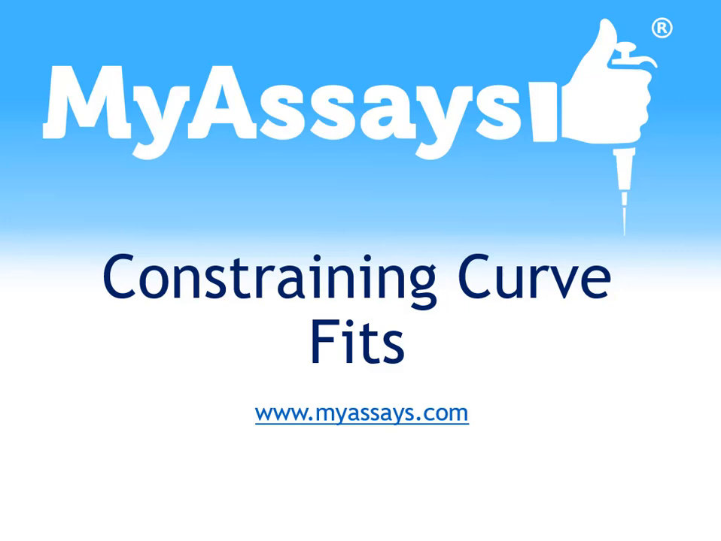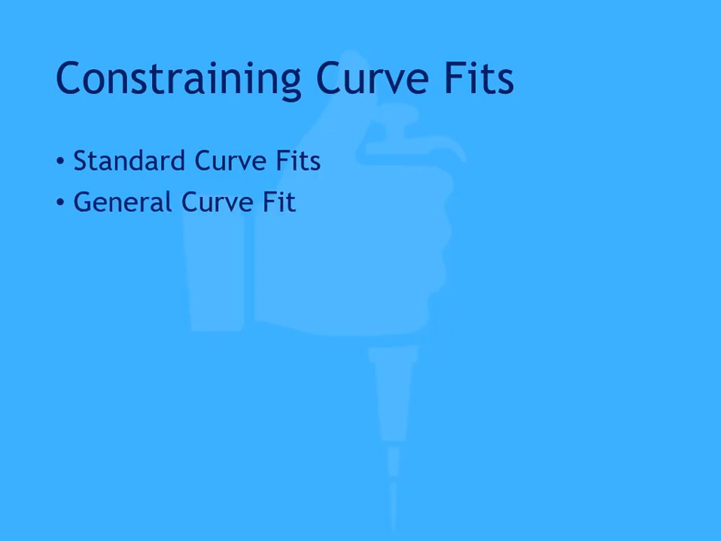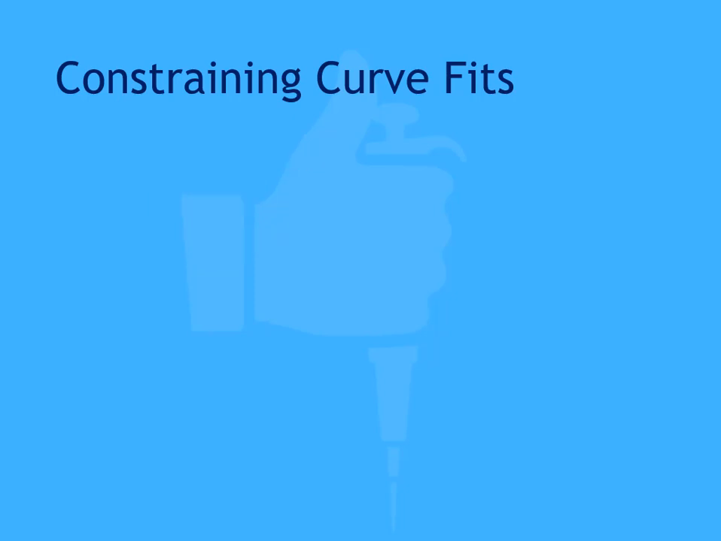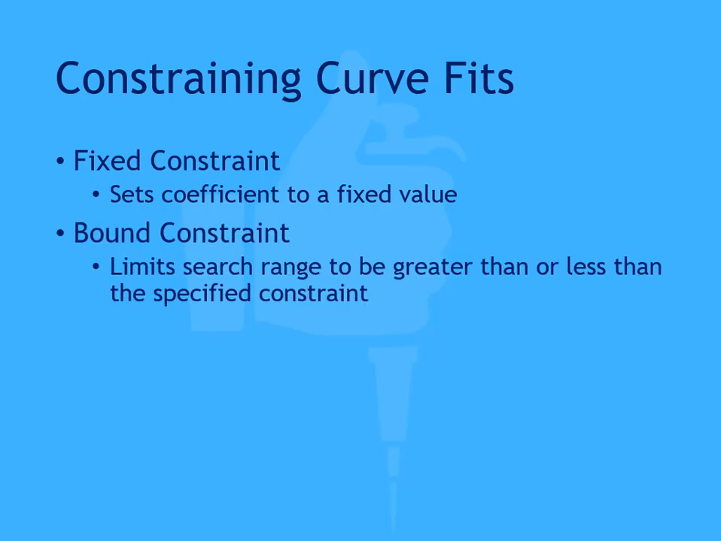Also, if your resulting fit is expected to fall within certain ranges, you can define constraints to guide the curve fitting process as required. Coefficient constraints can be applied to the standard curve fit, general curve fit, or to dose-response curves. This can be configured using the fit constraint settings under the transform fit settings. Coefficients can be constrained using a fixed value or a bound. A fixed value will set the coefficient to a fixed value, while the bound setting will limit the search range to be either greater than or less than the specified constraint.